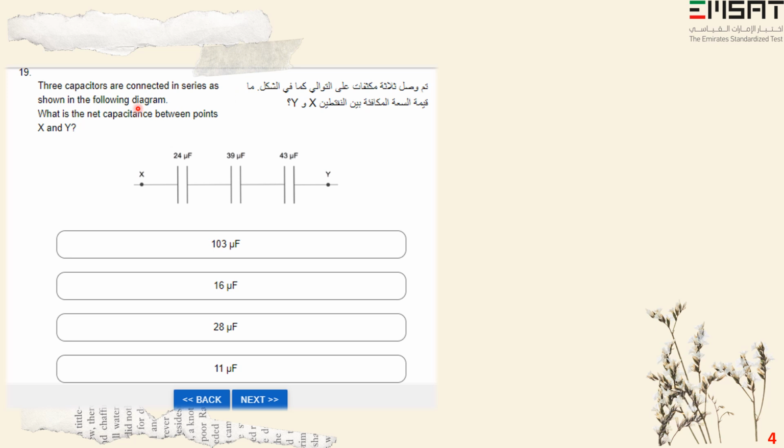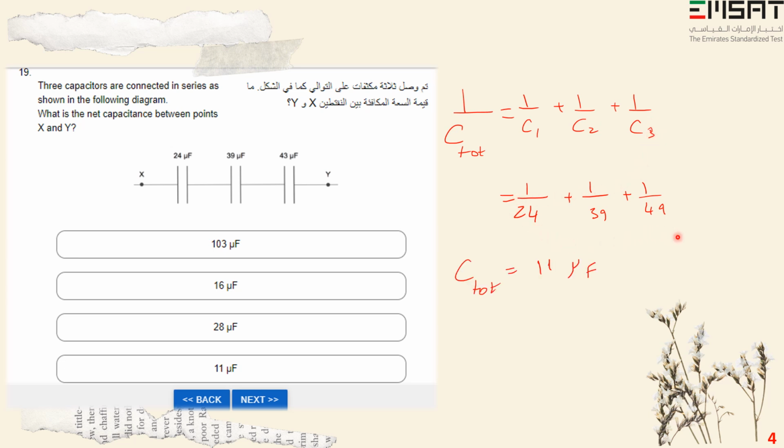Next question. Three capacitors are connected in series as shown in the following picture. What is the net capacitance between points X and Y? Here we have three capacitors put in series. As you know, to calculate the total capacitance, you need to use this equation: 1 over C1 plus 1 over C2 plus 1 over C3. You find the same denominator, and then you should not forget the inverse of the C total, and then the answer is 11 microfarad, which is the last option.